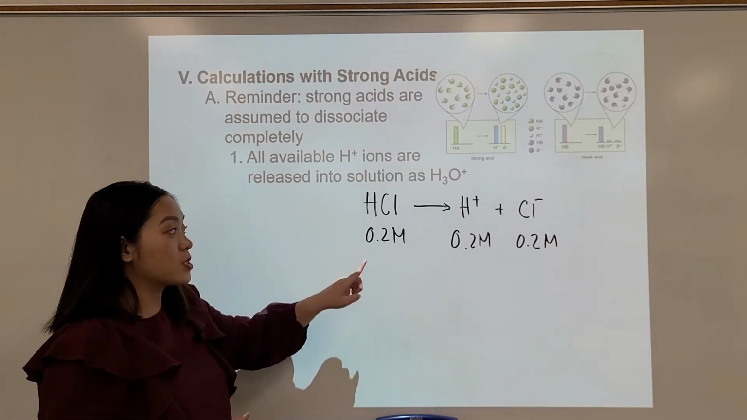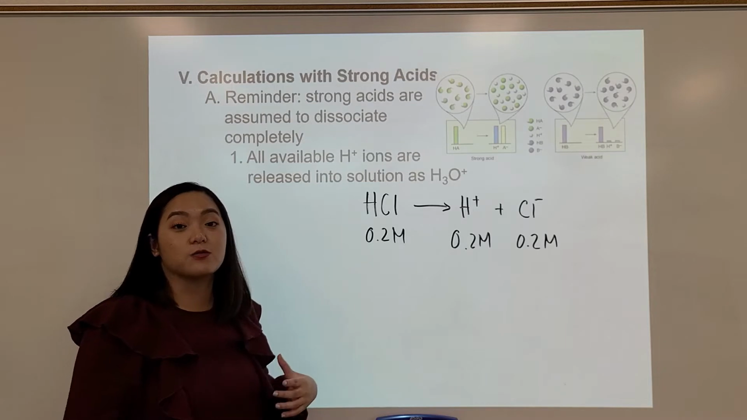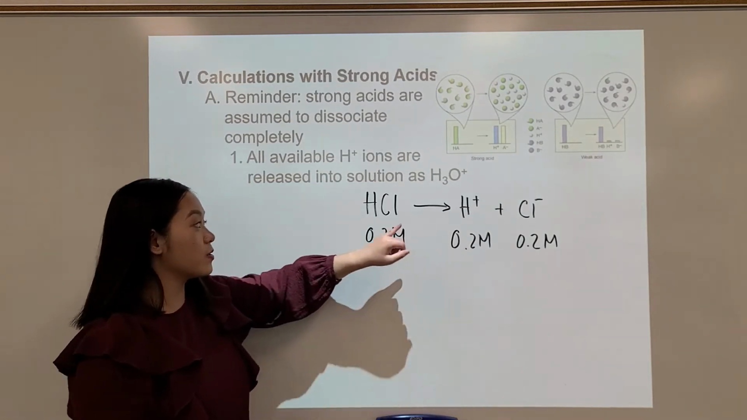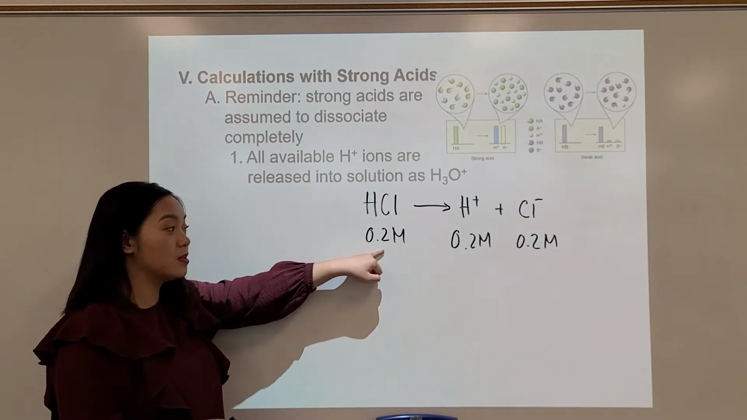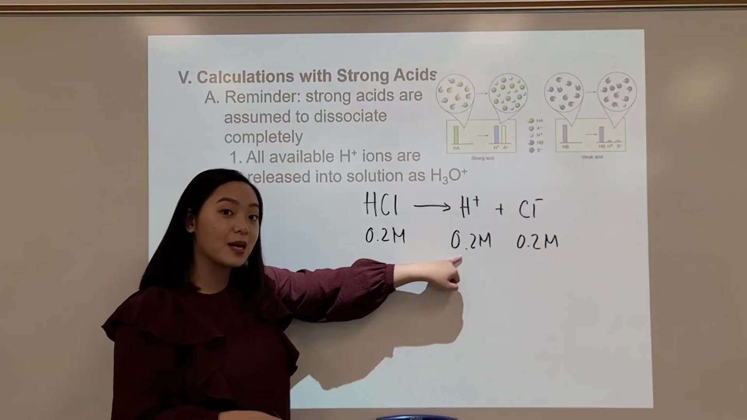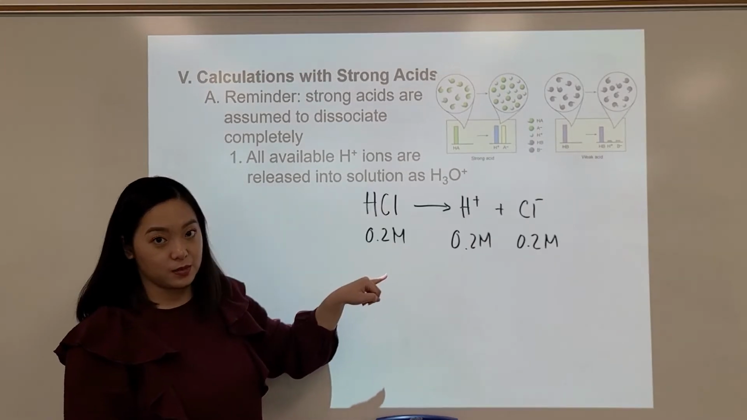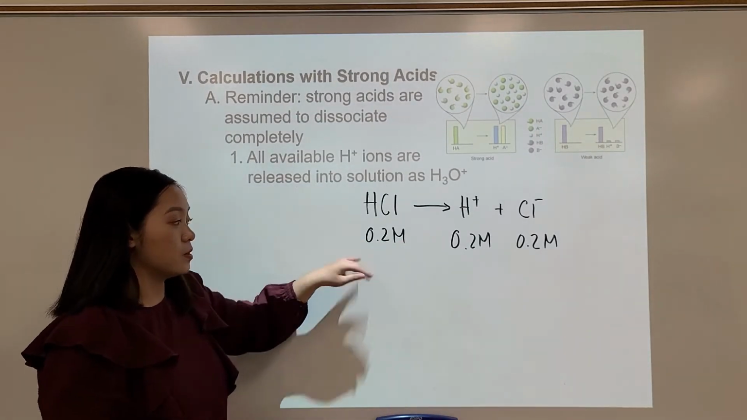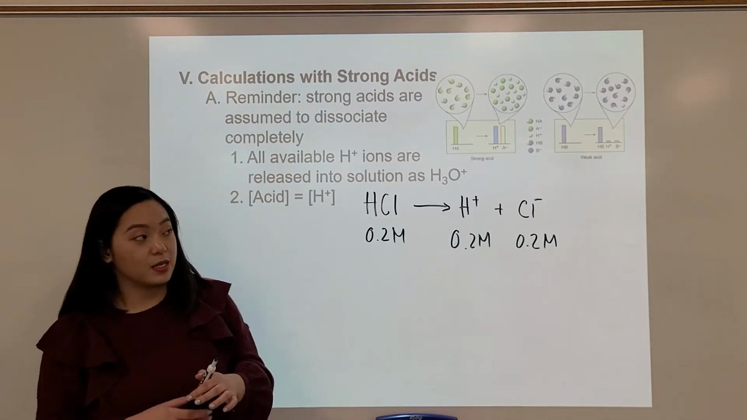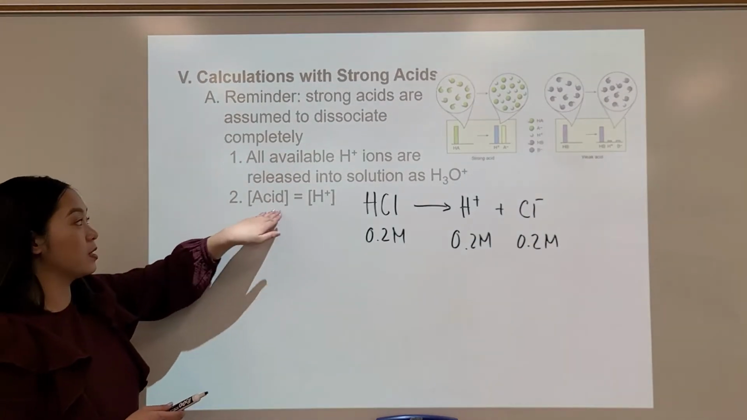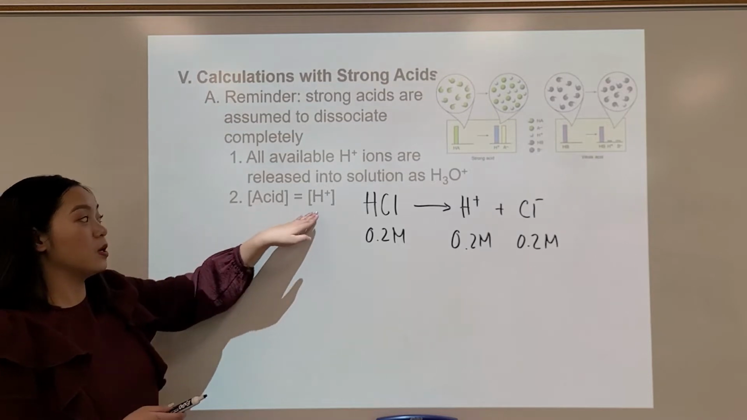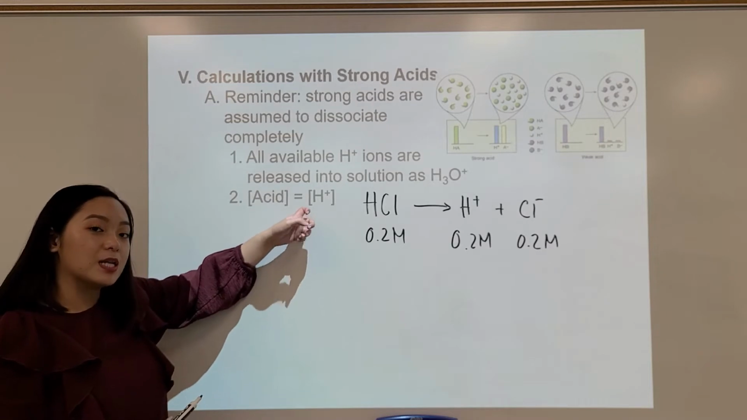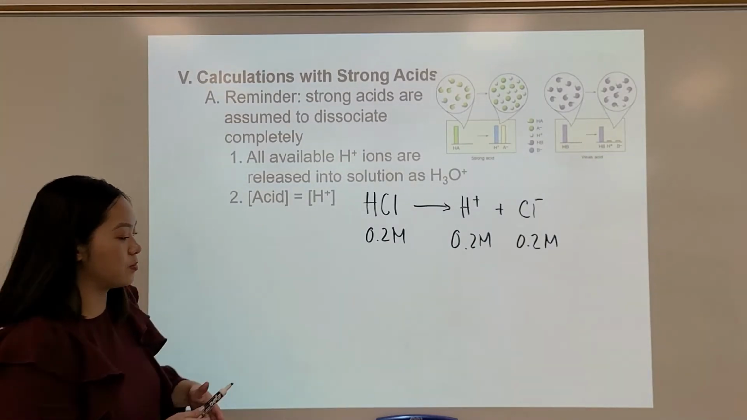Now, what does this mean then for us in terms of calculating pH? Remember that pH is the negative log of the concentration of H plus, right? Here's H plus. So if you already know the concentration of the acid, you know the concentration of the H plus. For strong acids, that is, right? There's a whole different set of things for a weak acid. So that's exactly the conclusion: the concentration of the acid equals the concentration of your hydrogen ion. Let's go ahead and apply this to an example problem.